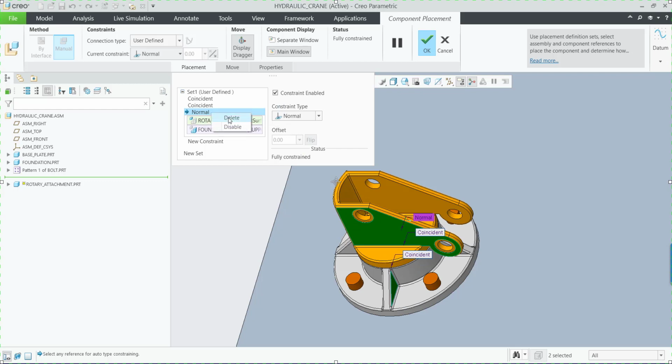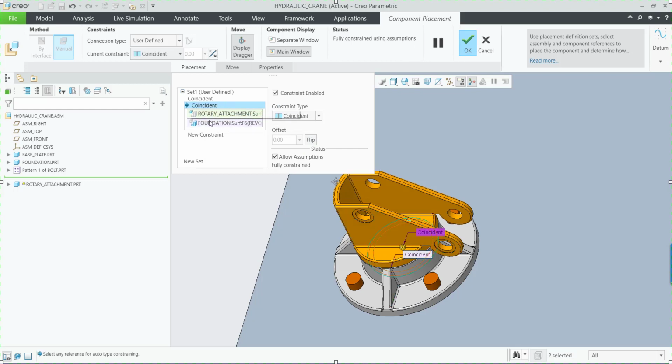So let me delete this constraint, and after having that deleted, if I now disable allow assumptions, then the 3D dragger will show us 1 degree of freedom allowed, that is nothing but the rotation about the vertical axis, and the status is currently partially constrained. When I am releasing 1 degree of freedom over here, I have the drop down wherein it is showing me the possible connections.